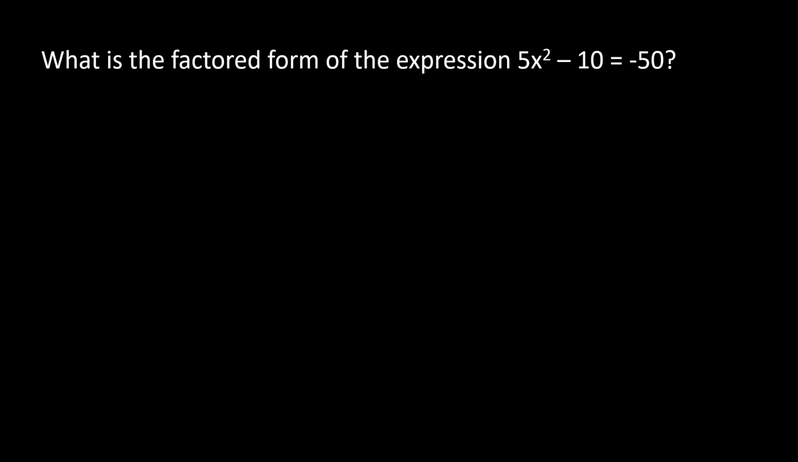So what is the factored form of this expression? Students, this question is actually something that we're doing today in class, so this is going to be a recent skill. With this, we'll see this is 5x squared minus 10 equals negative 50. Anytime we're solving for x, we want to set this equal to 0, so we're going to add 50 to both sides.